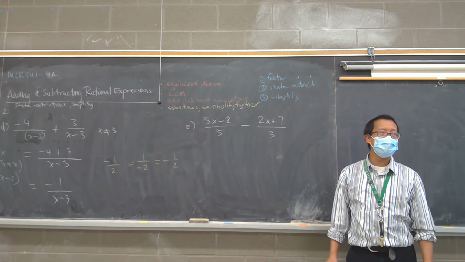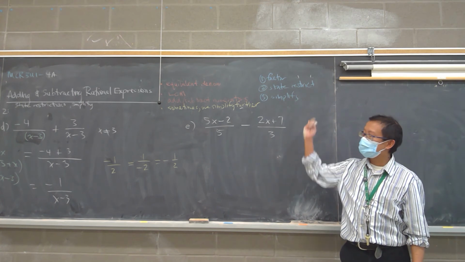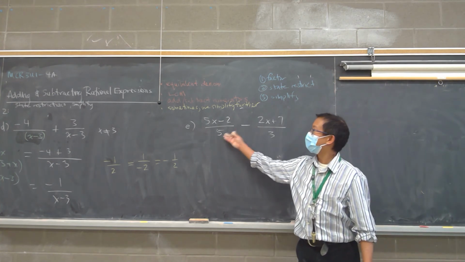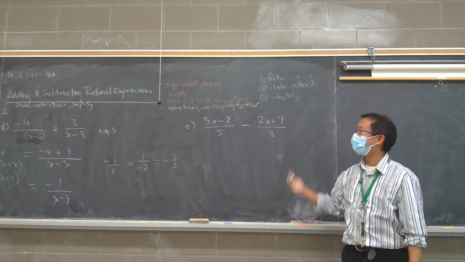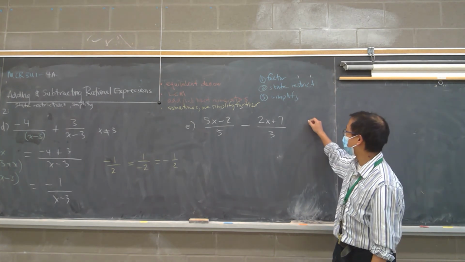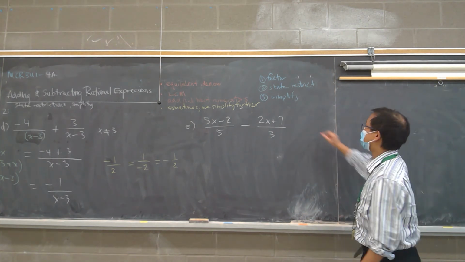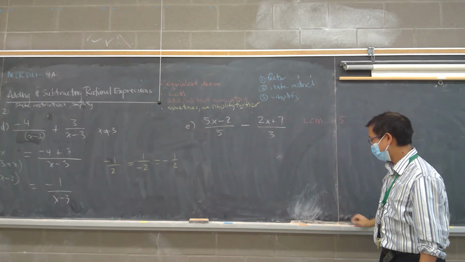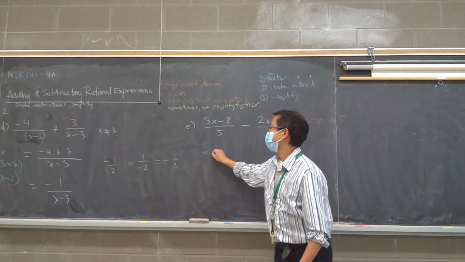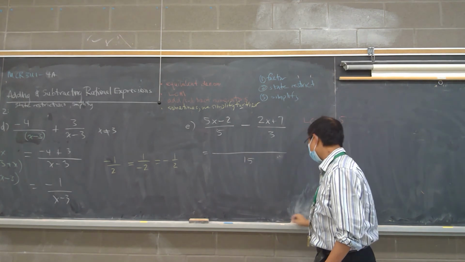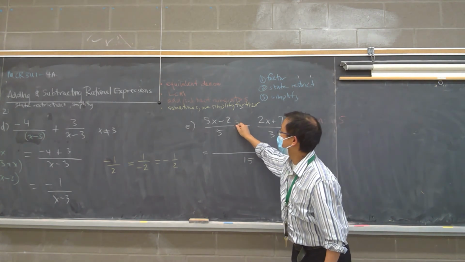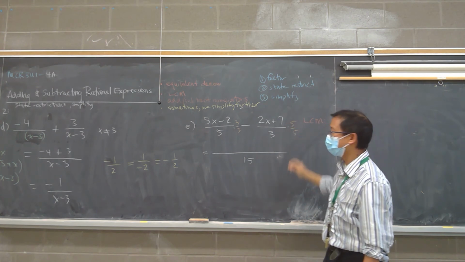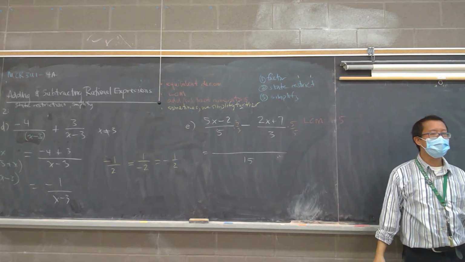In this case, we do the same 3 rules in blue. Factor first, state restrictions, simplify. Factor, done. Restrictions, there are no restrictions. Simplify, lowest common multiple. It's 15. Just to show my work as a teaching tool, I need to multiply this by 3 and 3, and multiply this by 5 and 5. Any questions so far, so good?